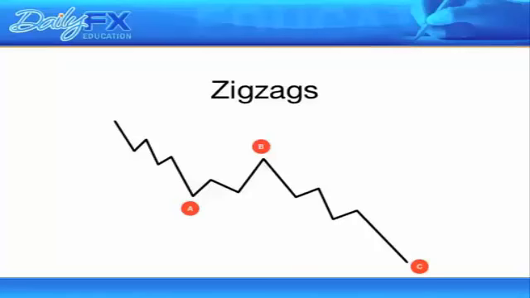In a zigzag, wave A will form through a 5-wave pattern. Wave B will form through a 3-wave pattern, and wave C will form through a 5-wave pattern as well. The top of wave B will be noticeably lower than the start of wave A, and typically wave B will never retrace more than 75% of wave A. Finally, wave C will always make new lows beyond the end of wave A.